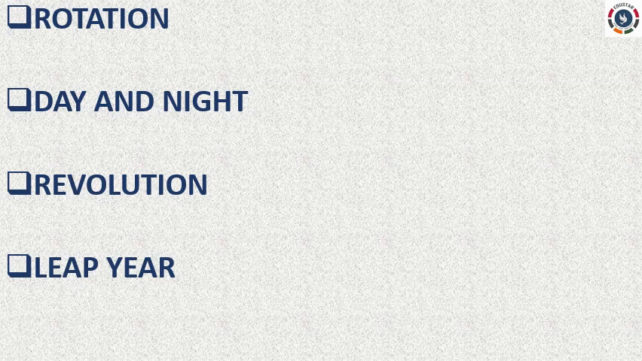Next is about leap year. The earth takes about 365 days and 6 hours to complete one revolution. But a year on the earth has 365 days. So every 4th year an extra day is added to the month of February. This extra day is due to the addition of 6 hours over a period of 4 years, making it 24. 6 into 4 equal to 24. Therefore, a leap year has 366 days. In a leap year, February has 29 days instead of 28 days.